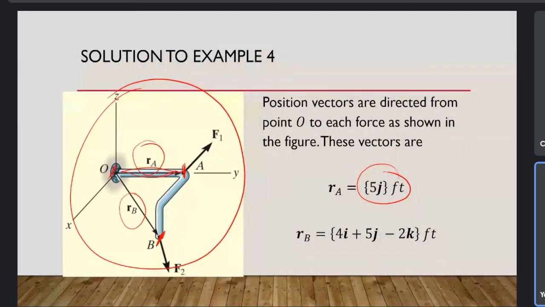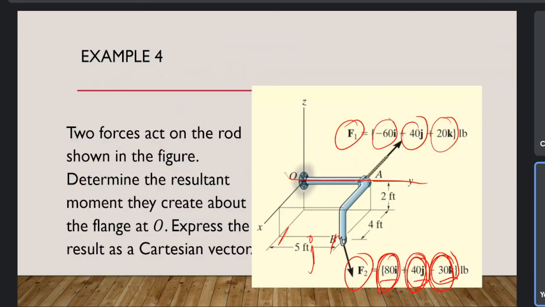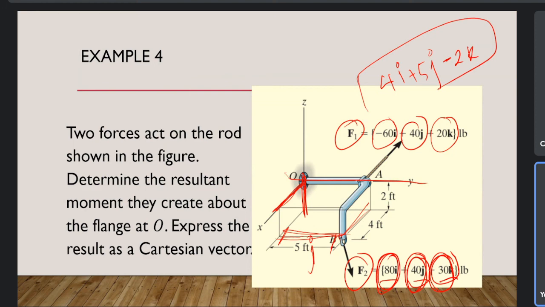feet. RB, so RB is along the x-axis and y-axis, and also in z-axis, I think. Yes, it's also along the z-axis. So z, that is 2 feet going down, so negative 2 feet to K. Along the x-axis here, that is 4 feet, so it's positive, so we can write 4I. J, that y-axis, that is 5 feet, going in the positive side, so that is 5J. So that's what we have here.